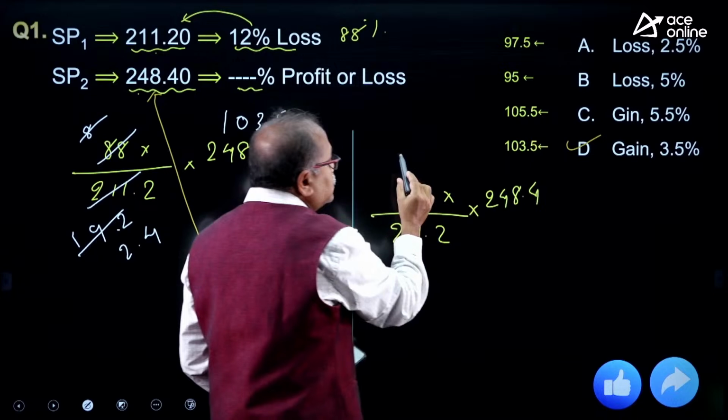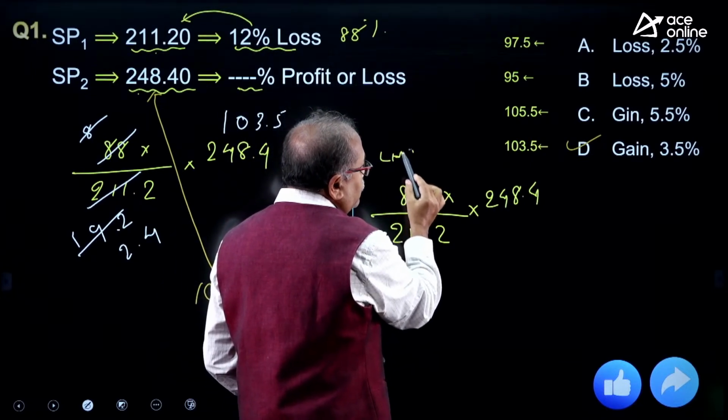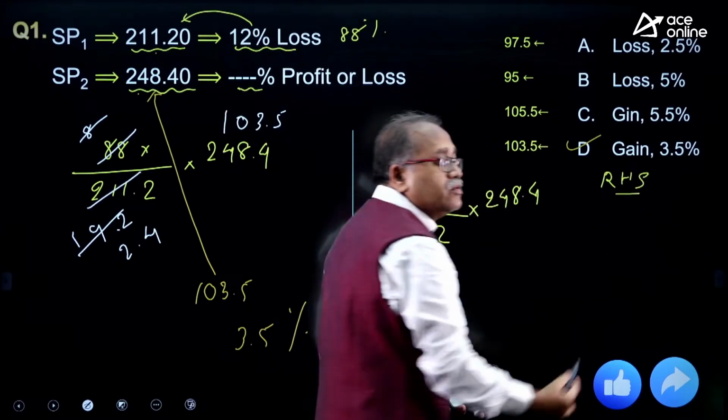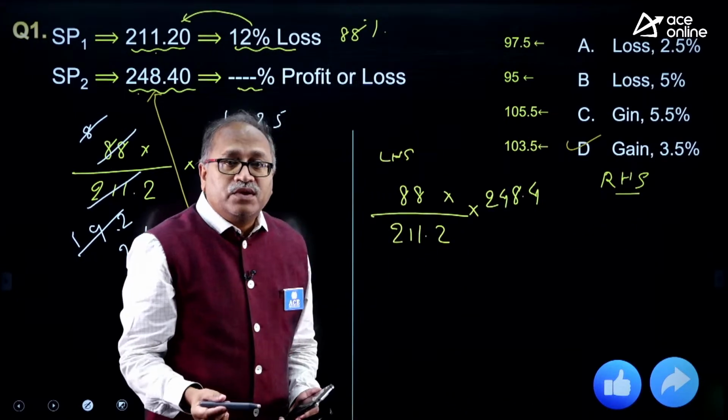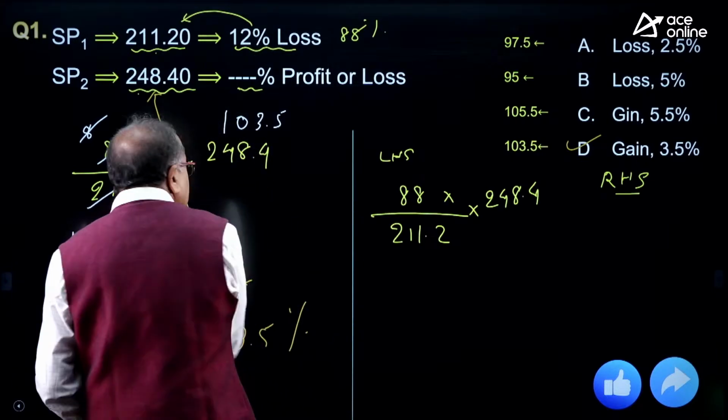248.4. So, this is my left hand side. What is left hand side? What will be my right hand side? That is what I need to find out. So, instead of going for the calculation, can I go with the alternate method, and that is the digit sum method here.